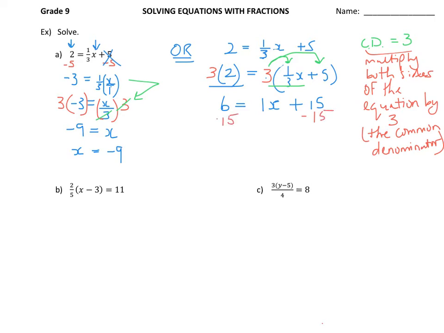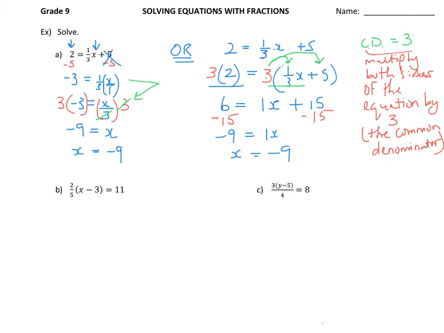So on the left side I have 6, and I'm taking 15 away, and that gives me -9. And that's going to equal 1x, or just plain old x, is equal to -9. So same answer, just a different approach to it.